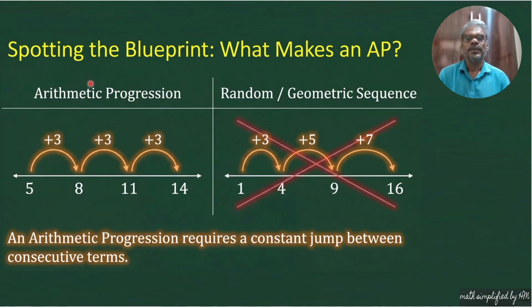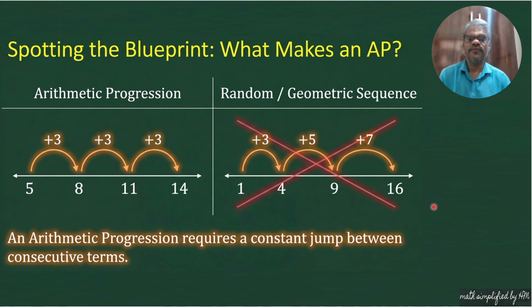Spotting the blueprint, what makes an AP? We have seen the types of progression in previous videos; here we will recall them. In arithmetic progression, there are specific steps, either addition or subtraction. In a random or geometric sequence, there is no such pattern. For example, 1 square, 2 square, 3 square, 4 square is a definite pattern, but the difference between two consecutive terms is not the same.